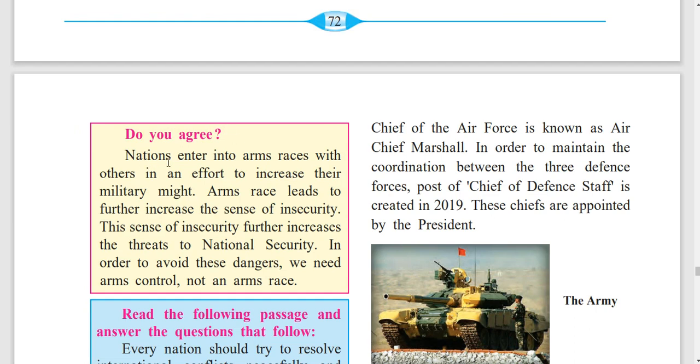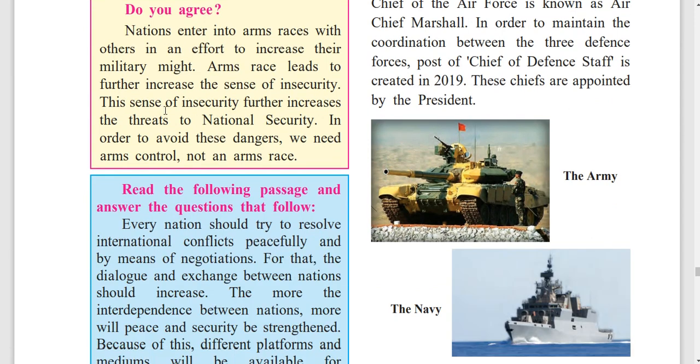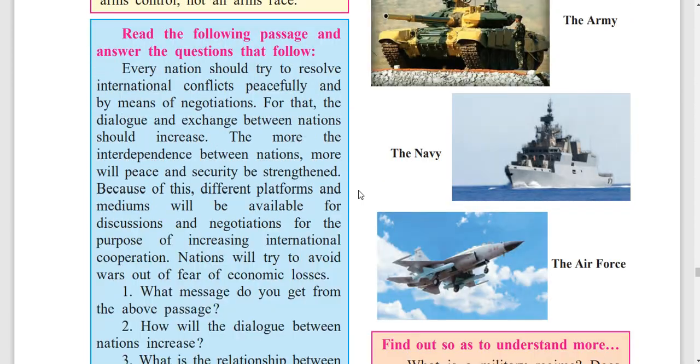Do you agree? Nations enter into arms races with others in an effort to increase their military might. Arms race leads to a further increase in the sense of insecurity. This sense of insecurity further increases the threats to national security. In order to avoid these dangers, we need arms control, not an arms race.